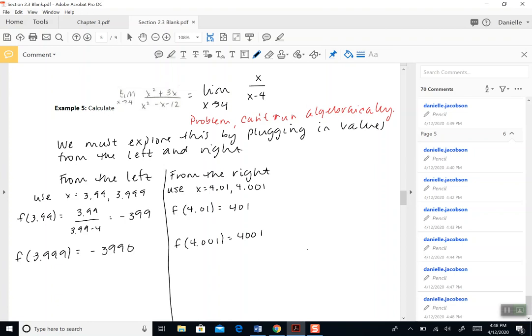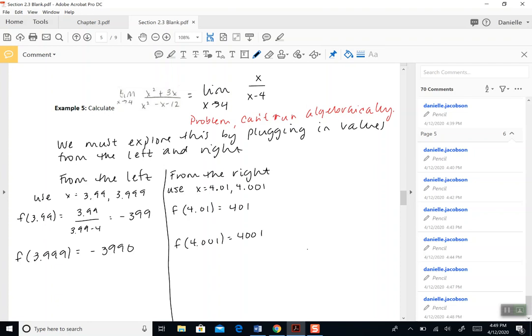All right, just a side note, for work here, what I would expect you to do is show your plug-in work at least once, like I did right here, so then I know that you know what you're doing, and from there you can just pop it into your calculator. So I suggest showing it once, because then if you make a calculator work error, I can still see that you know what you're supposed to be doing.